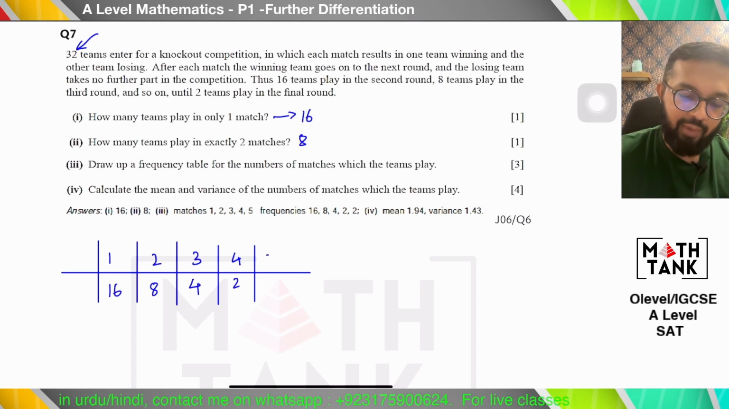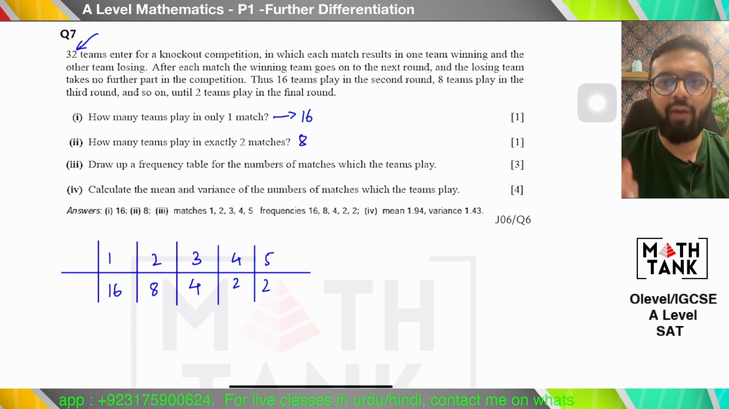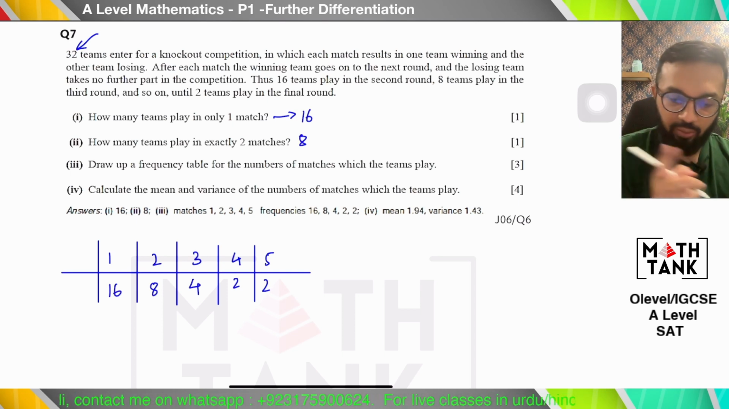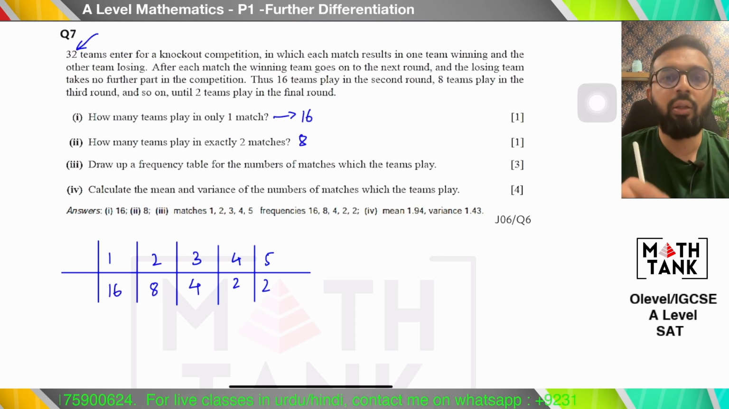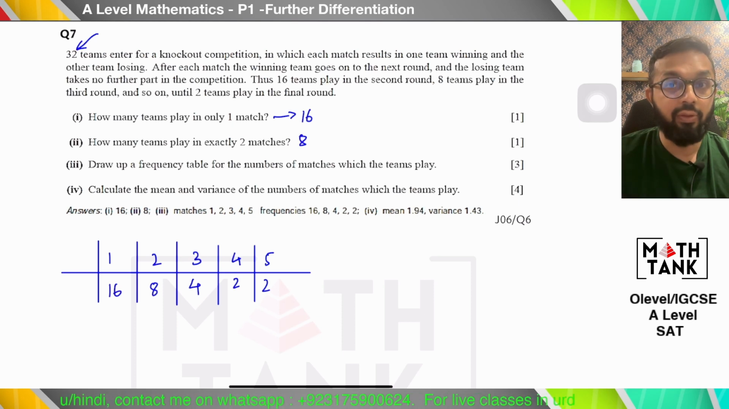And 5 matches would also be 2 teams, because both teams that reach the final round will play the final match and will also play the first 4 rounds. So they've played all the rounds, therefore they've played a total of 5 matches, including the final match. So that is what your table should look like. It can't do 5 and 6, because there's no team that plays 6 matches once you win the tournament ends.